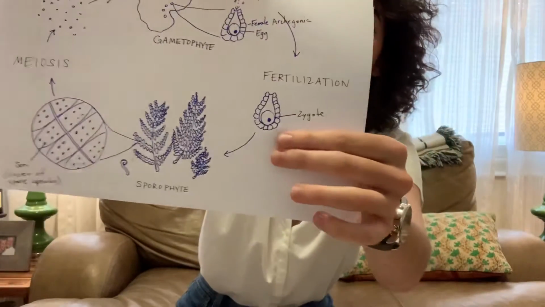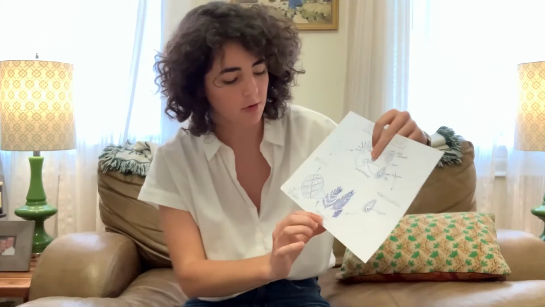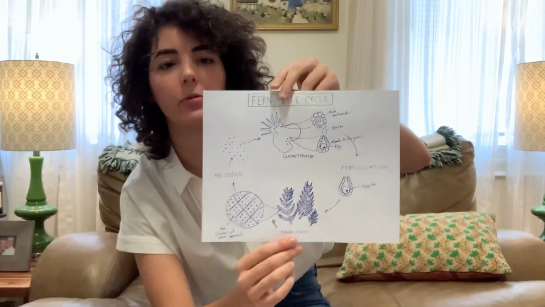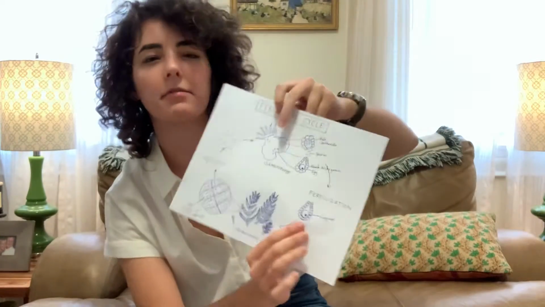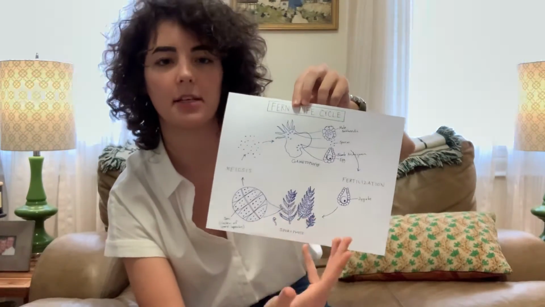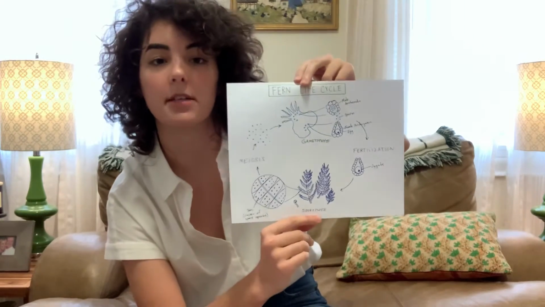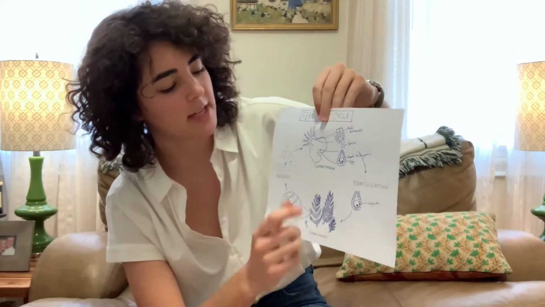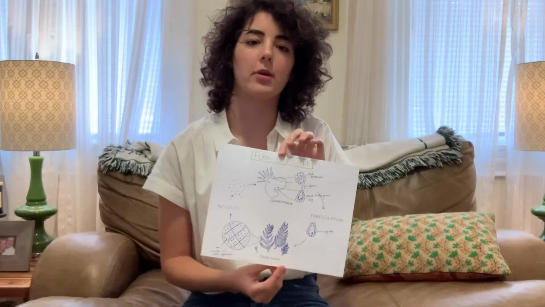Fertilization occurs, and what you get is a zygote, which is a fertilized embryo. So the zygote then grows into the sporophyte, which is our fern. The zygote is kind of like a seed, if ferns had seeds, and that grows into the fern itself. So the fern kind of grows out of this initial gametophyte structure. So that is the fern life cycle broken down a little bit.